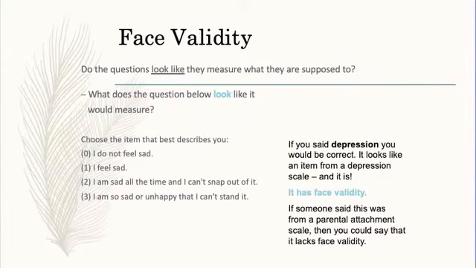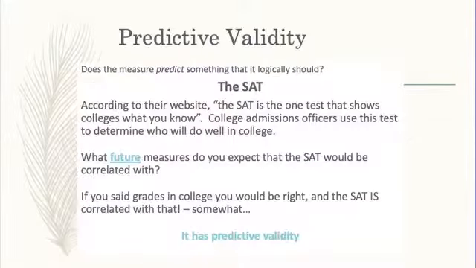So do the questions look like they measure what they're supposed to? What does the question below look like it should measure? Choose the item: I do not feel sad. I feel sad. I'm sad all the time and I can't snap out of it. If you said depression, you'd be correct. It looks like an item from a depression scale, and it is. It has face validity. If someone said that this was from a parental attachment scale, then you could say that it lacks face validity.